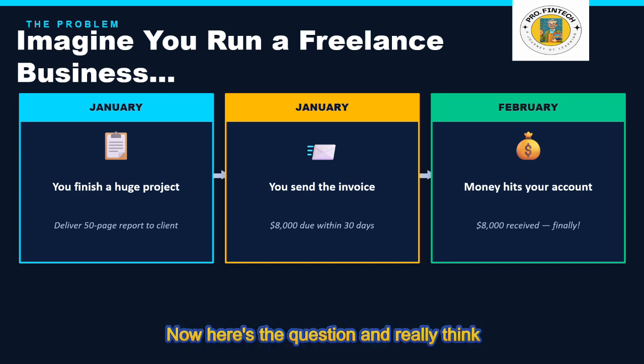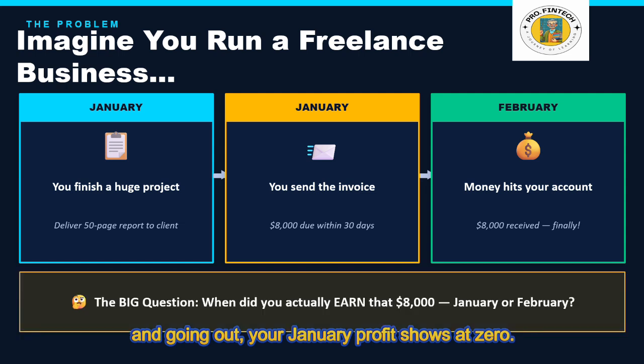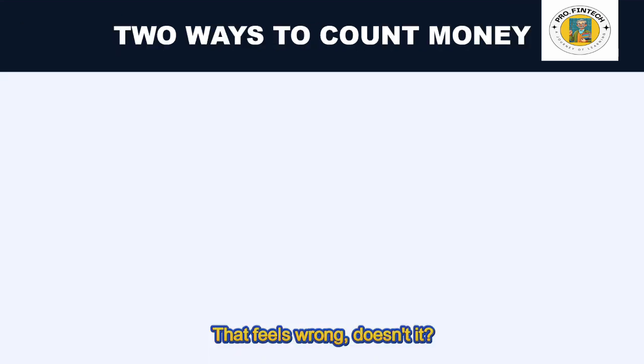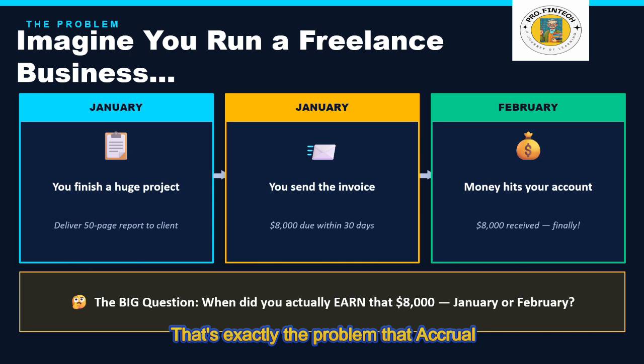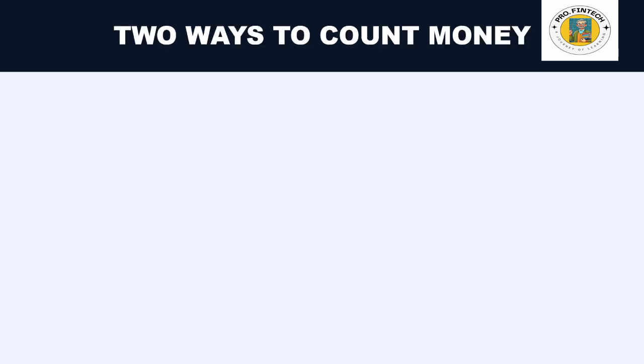Now, here's the question, and really think about this. Look at your books for January under a simple system where you only count actual cash coming in and going out. Your January profit shows zero. But wait, you worked all of January. You earned $8,000 worth of value. You delivered the work. You did everything right, and yet your books say January was a zero income month. That feels wrong, doesn't it? That's exactly the problem that accrual accounting was designed to solve.